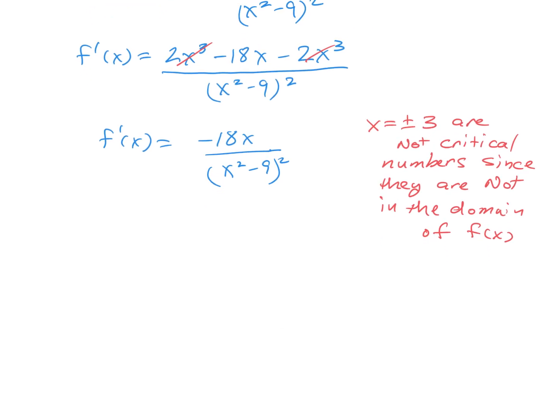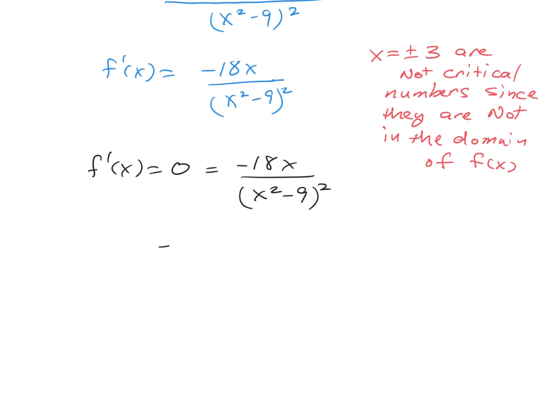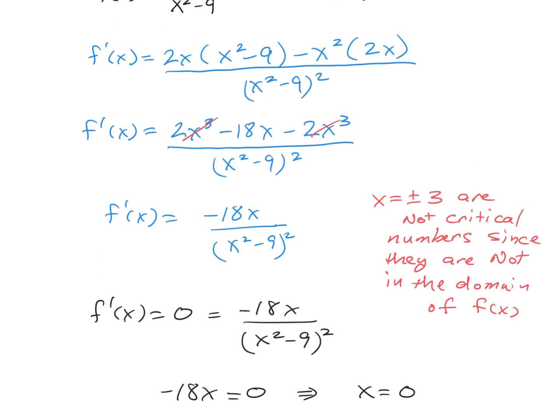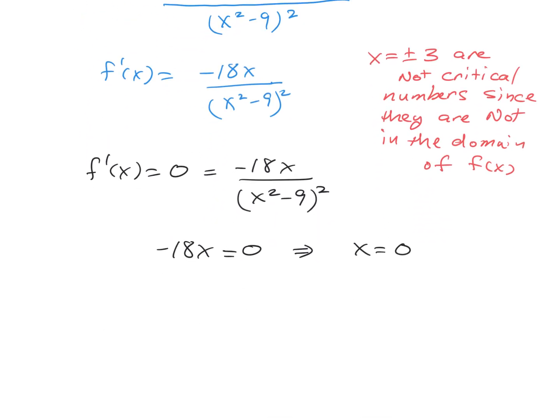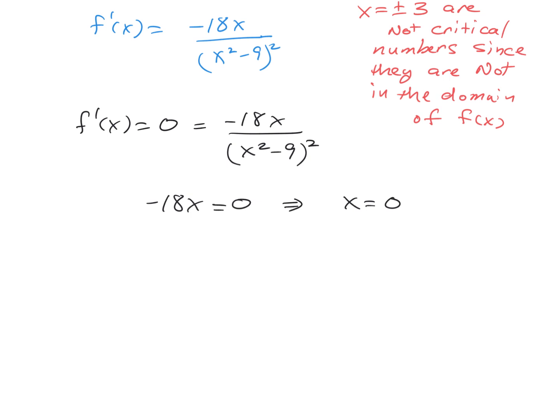So now we need to look to see where our derivative is possibly equal to 0, and f prime of x is equal to 0 when our fraction is equal to 0. And that can only happen when our numerator is equal to 0. So that gives us negative 18x equal to 0, which implies that x equals 0 is that number. And we notice that this number is critical because 0 is in the domain of the original function. So this is definitely going to be a critical number.